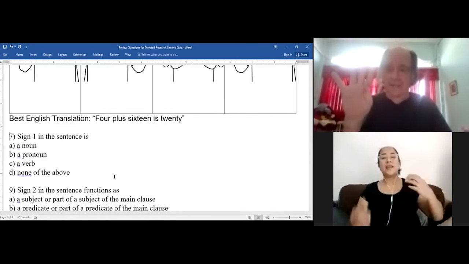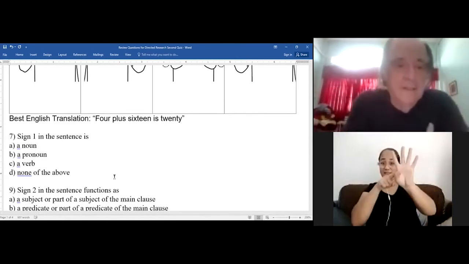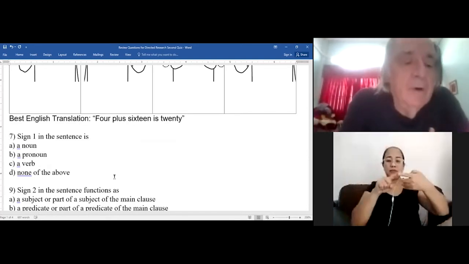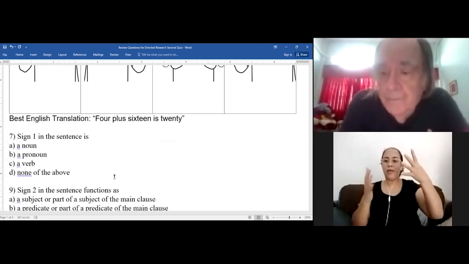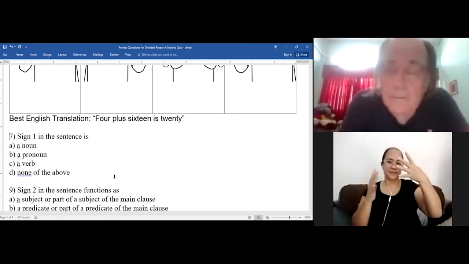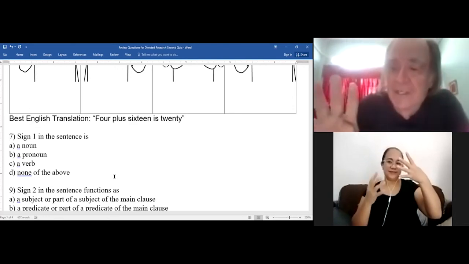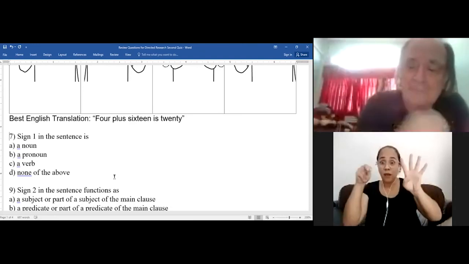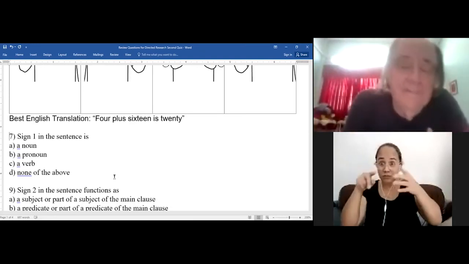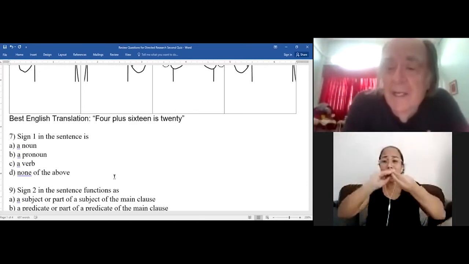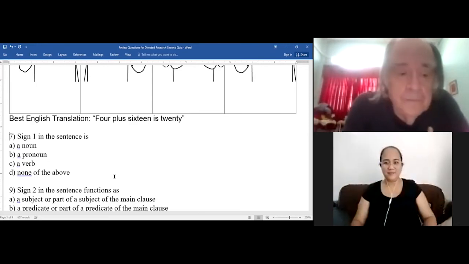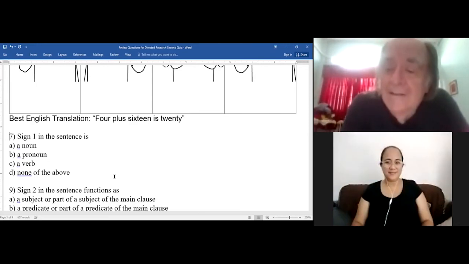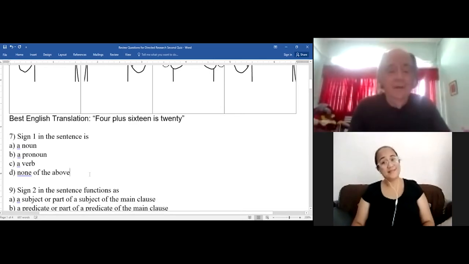Again, this sign is A, a noun, B, a pronoun, C, a verb, D, none of the above. I see A's and D's. Can it be a noun? It cannot be a noun, it's a number. So it has to be D, as in dog. D, right. Okay.